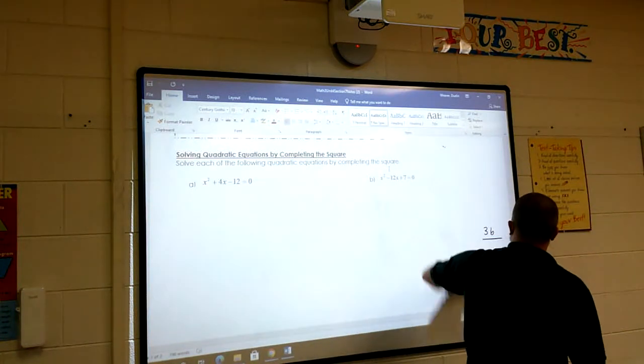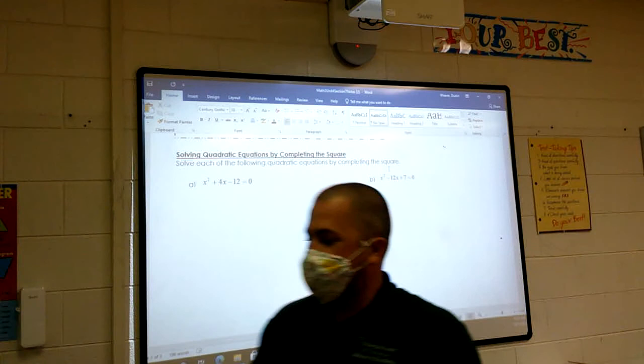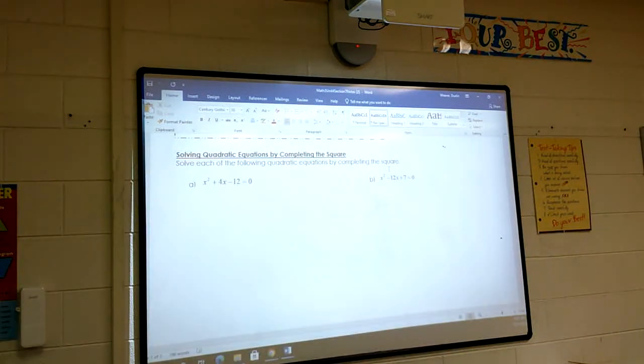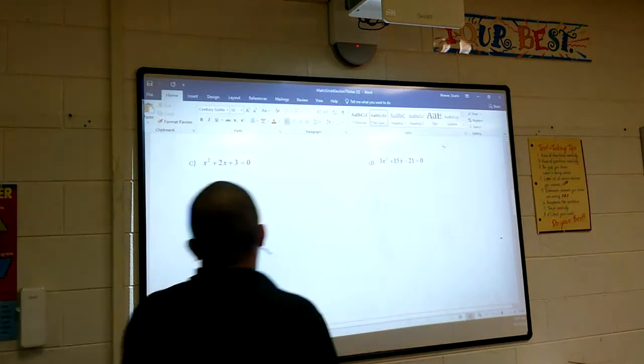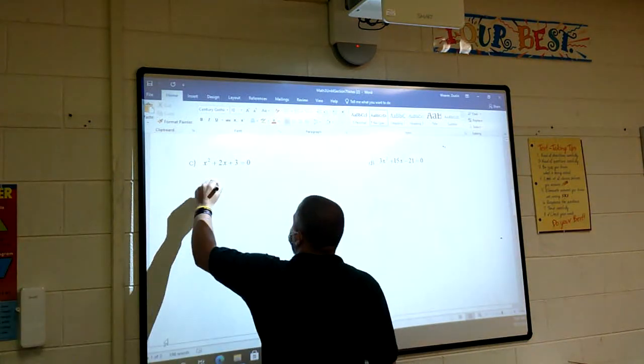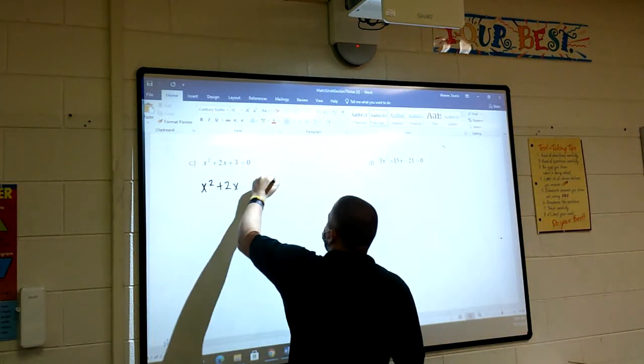So most of this is review of quadratics. C is going to be a nice one for us, and then D we have to do one extra step. So C is going to say x squared plus 2x equals negative 3.